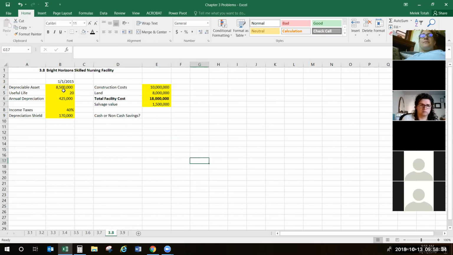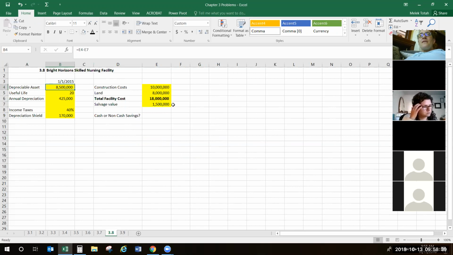Now, what's tricky about this one is you have to look at the book, and the book really clearly tells you that you can't depreciate land. Okay. So land is not depreciable. It means it doesn't erode. Most assets erode, but not land, right? You can't. So when you do your depreciation calculation, you can't add the land into that. You have to subtract it.